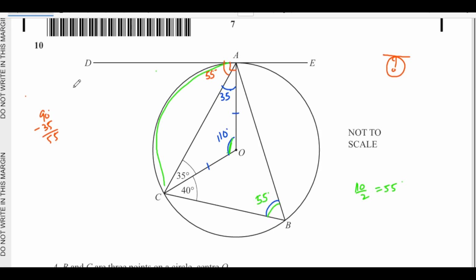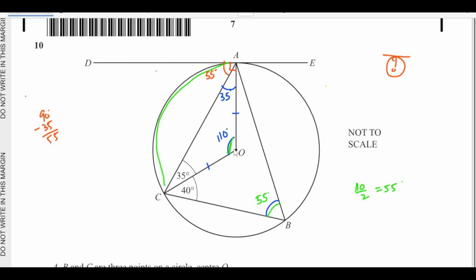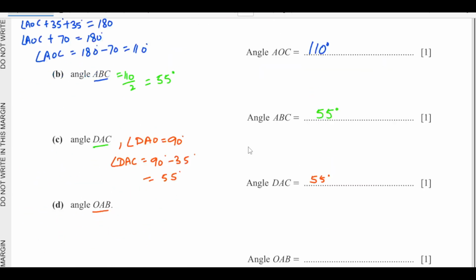Angle OAB, let us see angle OAB. This angle. Okay, we are looking for this angle now. Let's see what is the relationship. Now, we have this big triangle ABC. You see this triangle. We have this angle 35 plus 40, and we have 35, so we can find out this angle. I am going to add all these angles together.